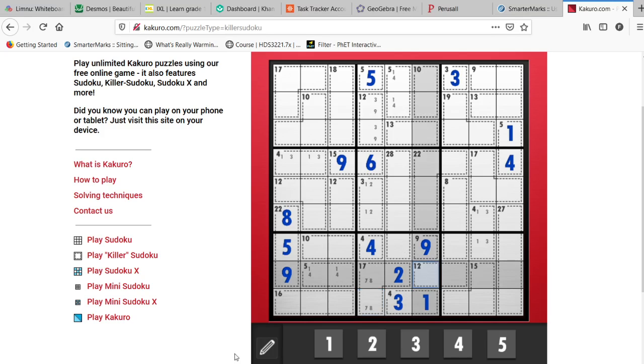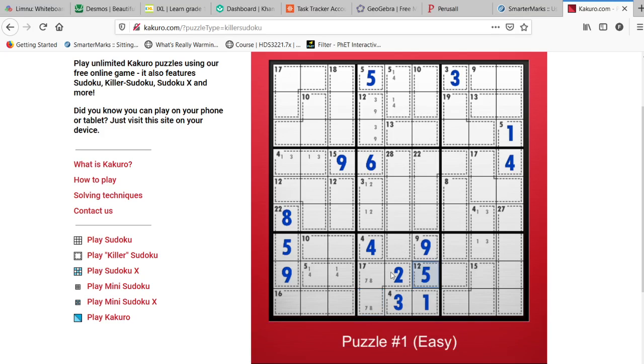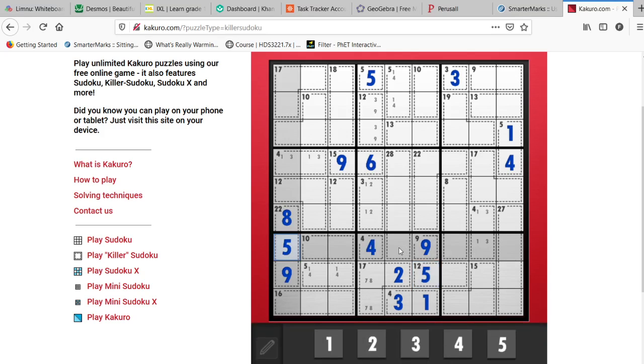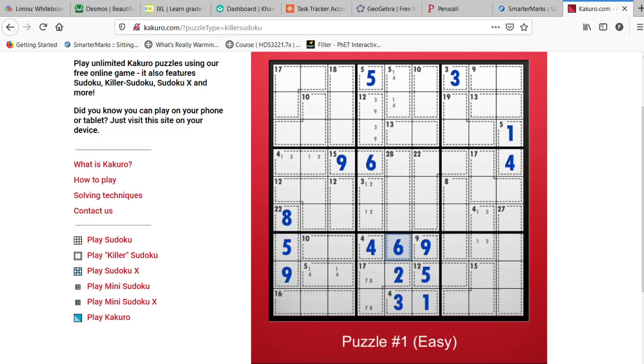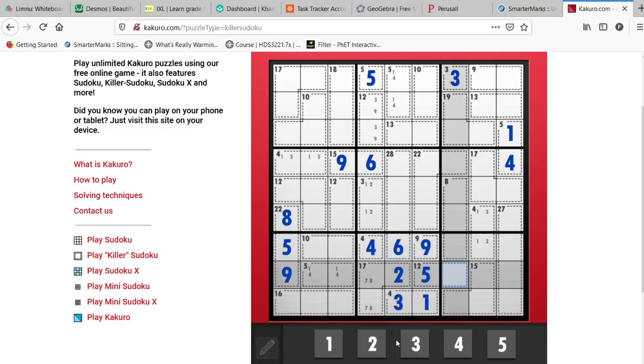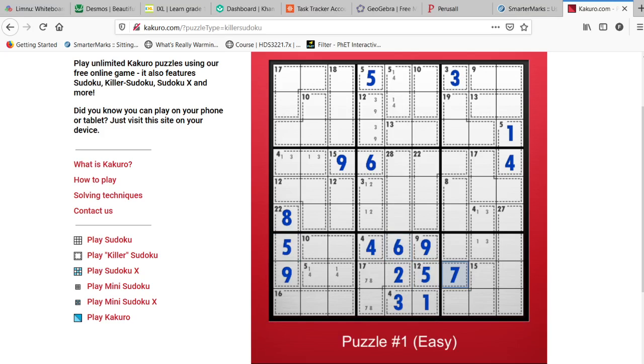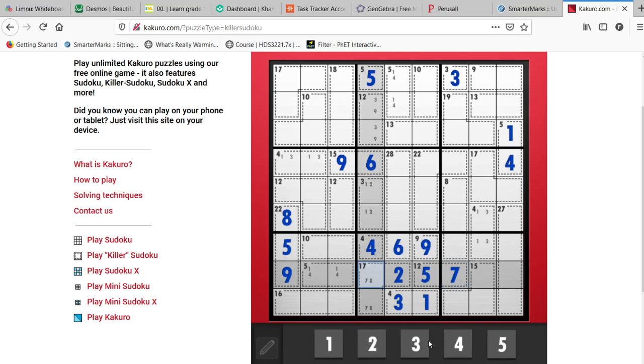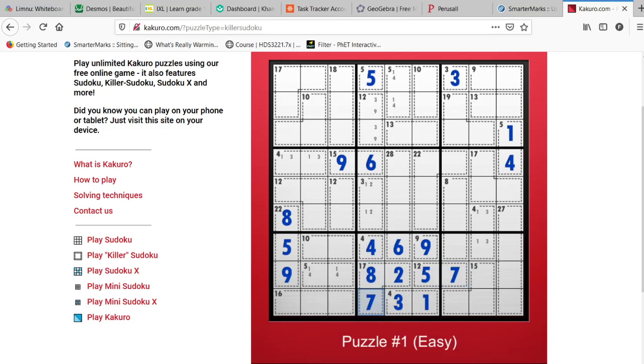So now we must have a 5 here, because we have to have a 5 in this 3 by 3 block, and we already have a 5 in that row. And we must have a 6 here. That tells us this number is a 7. So this cannot be 7, that's an 8, and this is a 7.